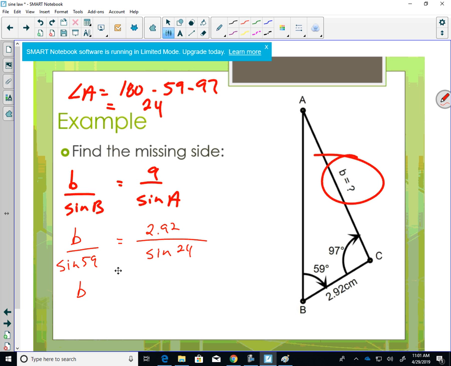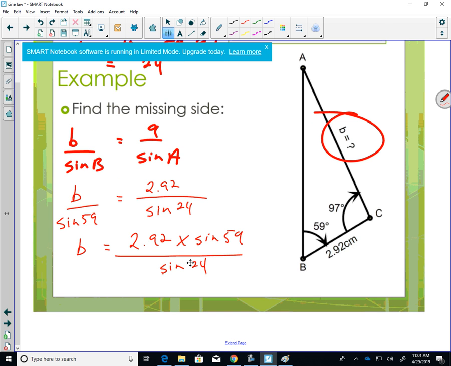So my answer is going to be, little b is going to be 2.92 times the sine of 59 divided by sine 24. And I would encourage you to write that step. If I'm marking this, I can look at this and say, this kid knows what they're doing, they just screwed up on the calculator. And they will account for that when they're marking, if you show what you're doing. Okay, I'm going to pause there. You guys try that on your calculator, and then I'm going to give you the answer.